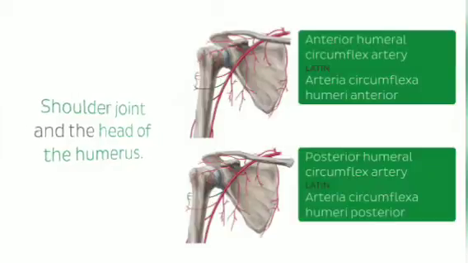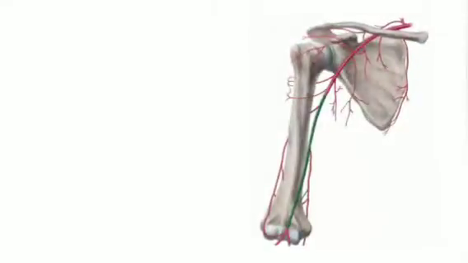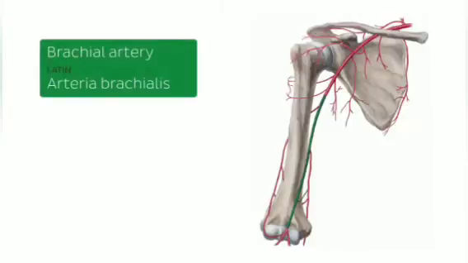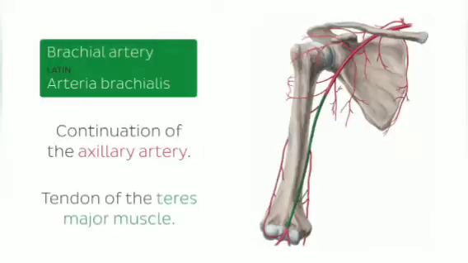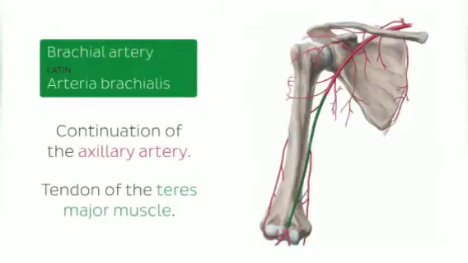The next artery that we're going to be talking about, now seen highlighted in green, is another one that you already saw in this tutorial, known as the brachial artery, which is a continuation of the axillary artery. In terms of borders, the border between the axillary and brachial arteries is the tendon of the teres major muscle.